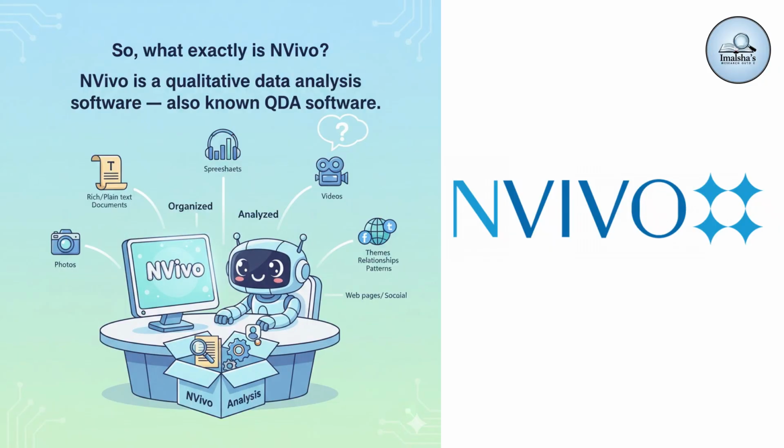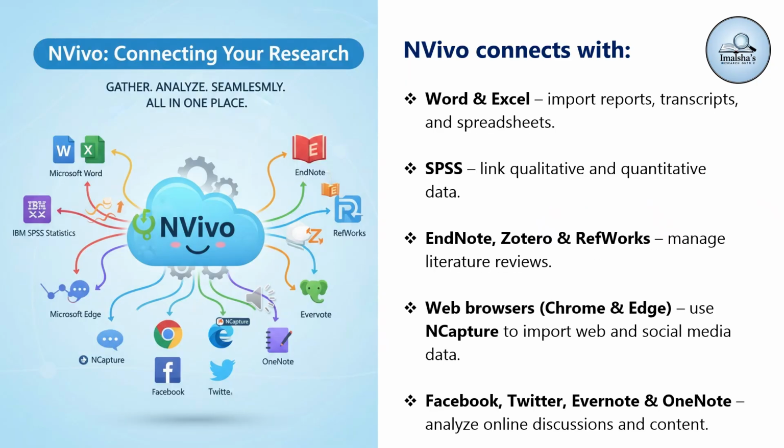NVivo is a qualitative data analysis software, also known as QDA software. It helps you collect, organize and analyze different kinds of data. Not just text, but also images, audio, video and even social media content. You can import almost any type of material: rich text and plain text documents, spreadsheets, audio files, videos, photos, web pages and social media data. Once all your materials are inside NVivo, you can code, sort and analyze them systematically to identify themes, relationships and patterns. Here's why NVivo is a game changer for anyone doing research.